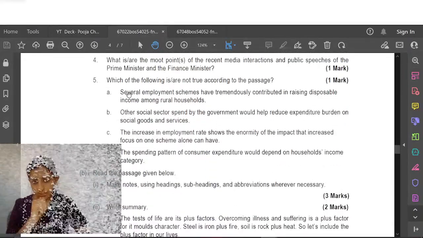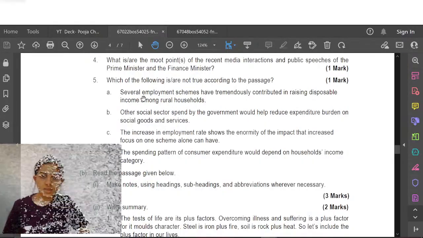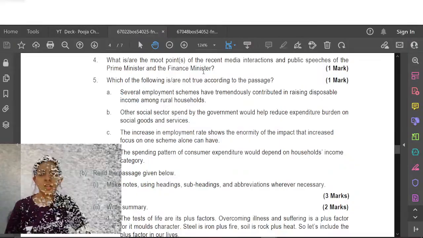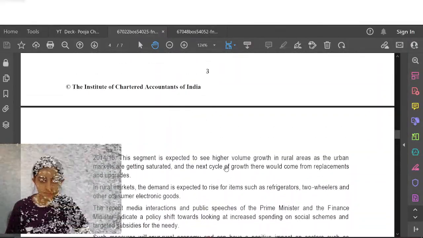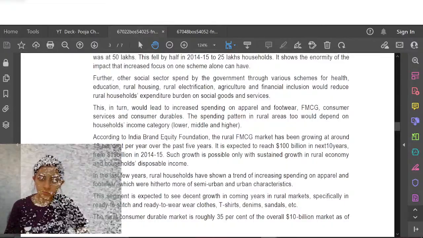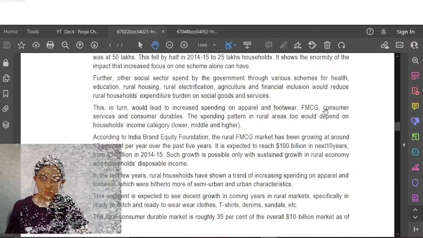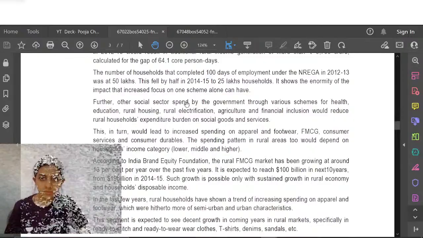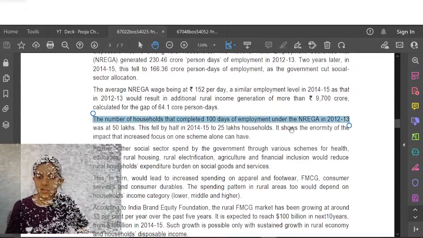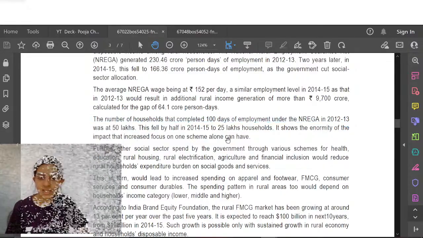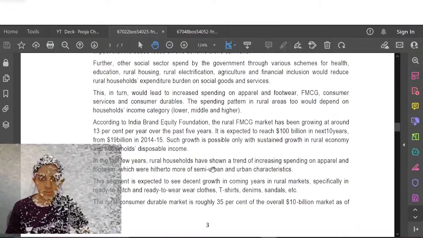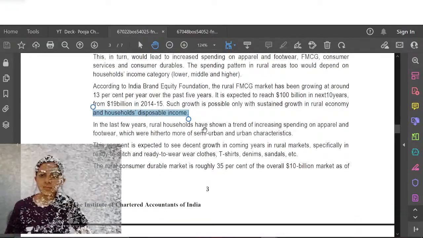What is not true according to the passage? Several employment schemes have tremendously contributed in raising disposable income among rural households. This is true, right? So this is what the passage says. Look at this. There we go. Yes. The number of households has completed 100 days of employment. It shows the enormity of impact increased on one scheme that we can have. So there is more employment. More employment means disposable goods. The word disposable is also given here. The sustained growth in rural.